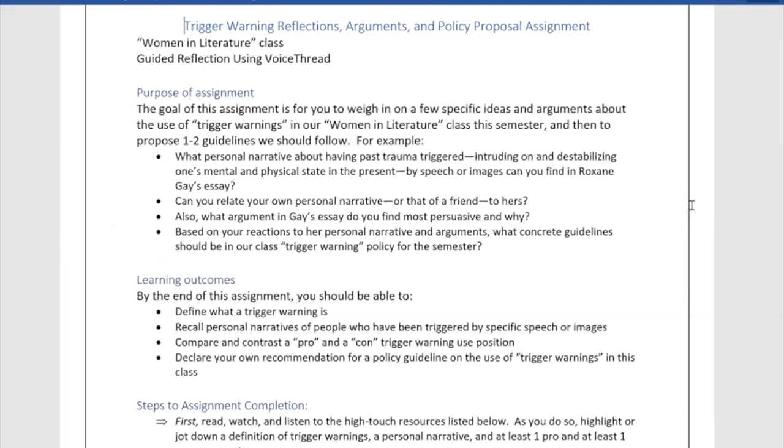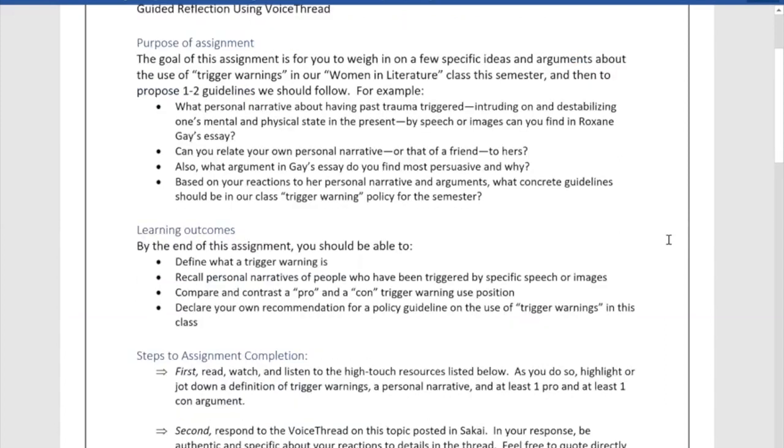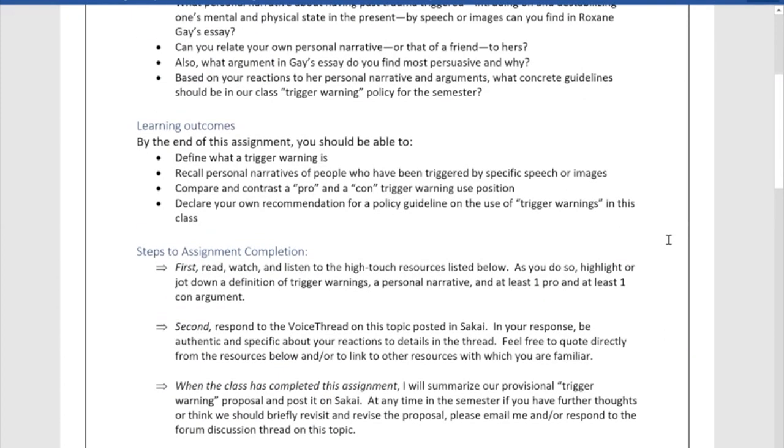So from the purpose of the assignment that you've created, you should also be able to generate learning outcomes. What skills should the students be able to demonstrate after they complete their assignment? For this particular assignment, the goal is to define trigger warning and then ultimately come up with recommendations that will guide how trigger warnings are used in the class. This is a really creative idea and really prompts students to reflect, makes use of some of the tools we have, and is a successful assignment for these reasons.